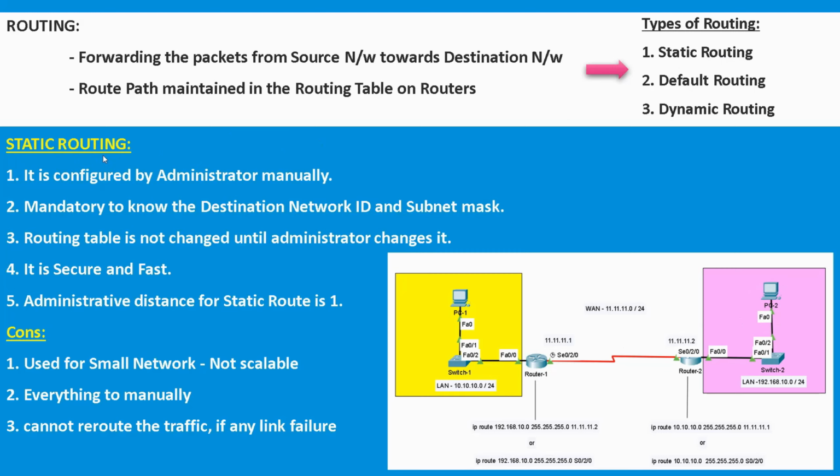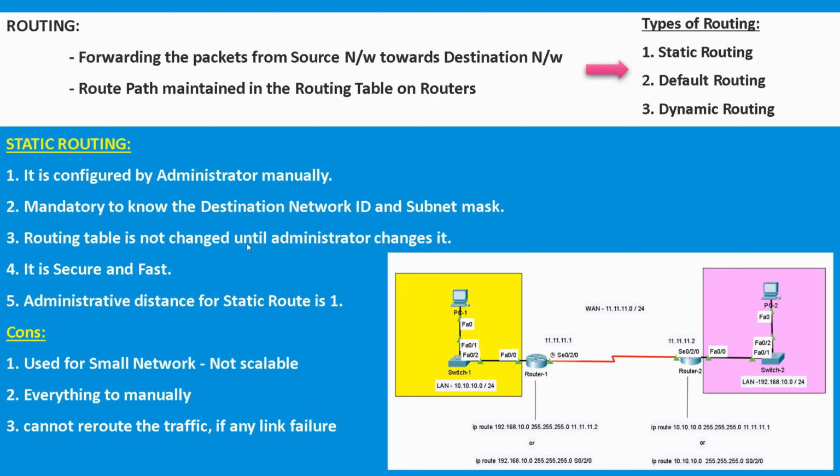As the name implies, it is a fixed route configured manually by the administrator on your router. So if the administrator configures manually, the administrator should be aware of the destination network address and the subnet mask, because that route has to be configured on the router. So it is mandatory for the administrator to be aware of the destination network ID and subnet mask, which is going to be a difficult task in a large-scale network, because the administrator has to be aware of all the networks' information.